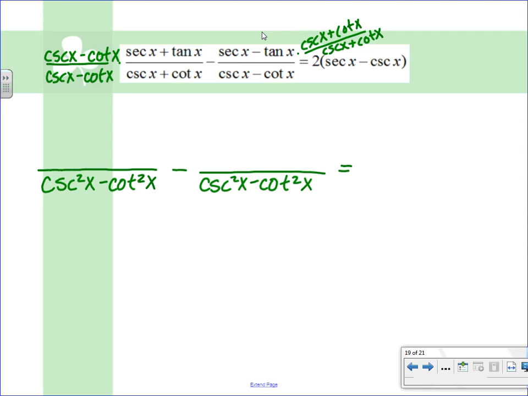So cosecant times secant are my first term. Hold that thought.